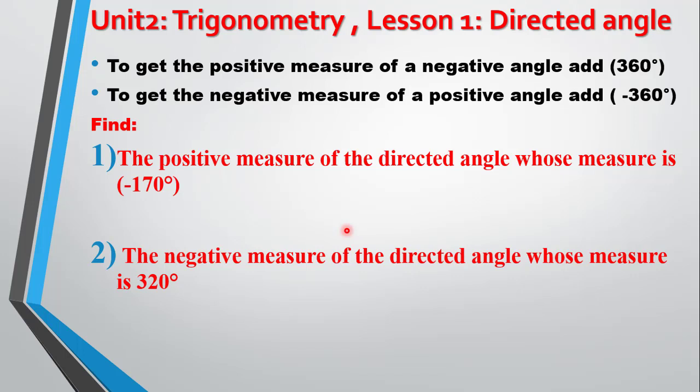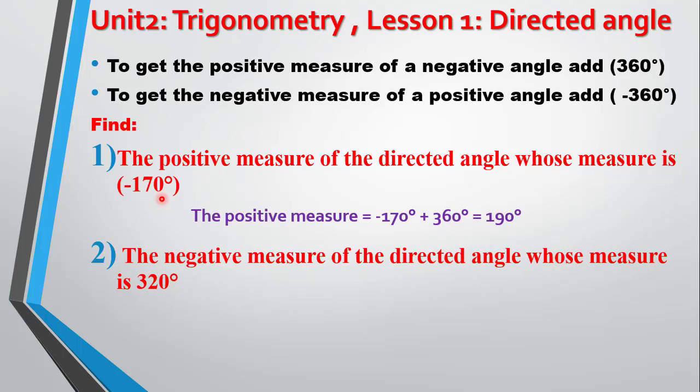If this angle is positive and I want the negative measure, I'll add negative 360. For example, I want to get the positive measure of the directed angle whose measure is negative 170. This is a negative measure, so I'll add 360 to get the positive measure. So the positive measure is 190.